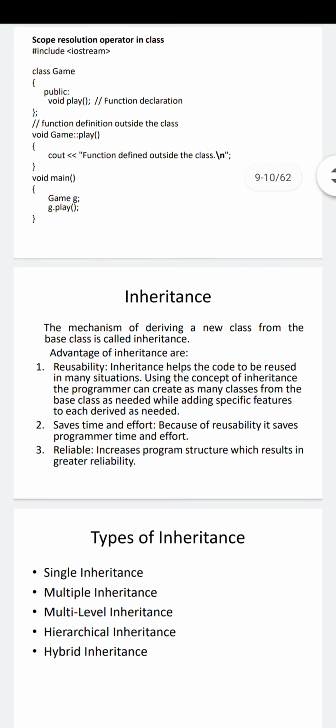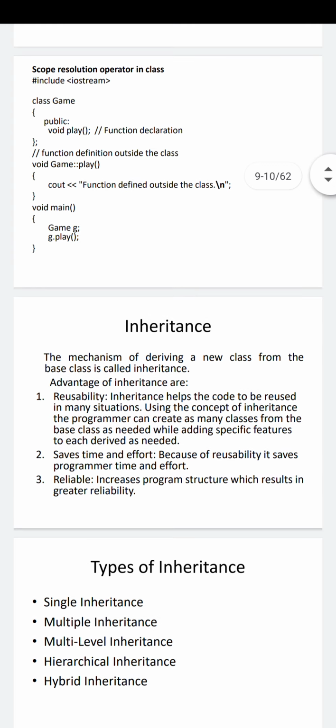From the main we first of all define one object of type game. So game space small g. So small g is now the object of the class game. Then we can use this object name for accessing any member function which is public inside the class game. So we can access play because it is the public function inside the class game. So g.play, whenever we do this, then this function will be accessed, and the output of this program will be whatever is written in the cout statement, that is, function defined outside the class.